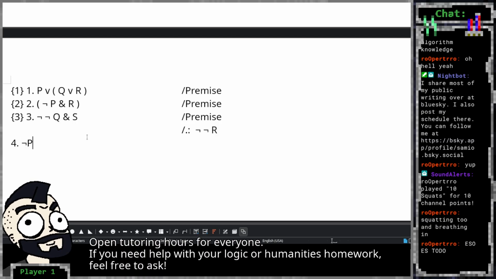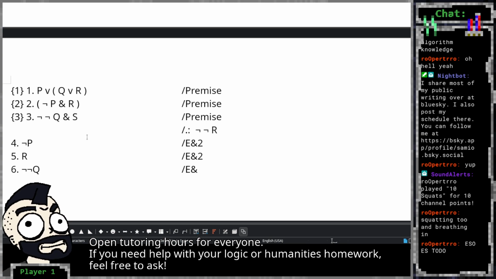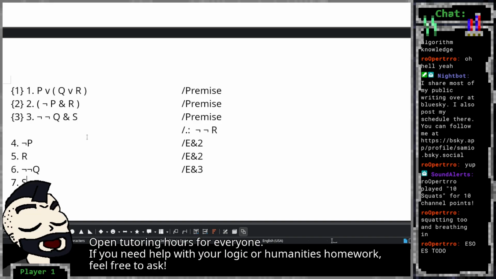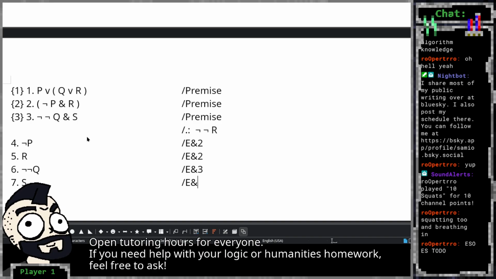So we have not P because of elimination of conjunction at 2. We have R because of elimination of conjunction at 2. We have not Q because of elimination of conjunction at 3. And we have S because of elimination of conjunction at 3.